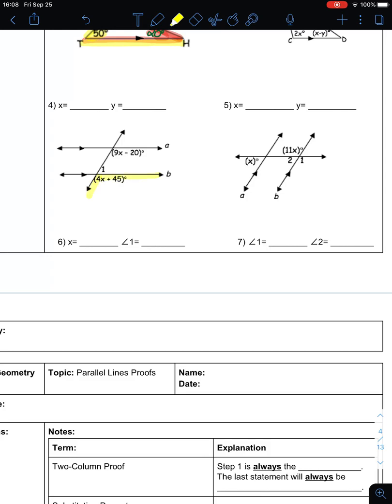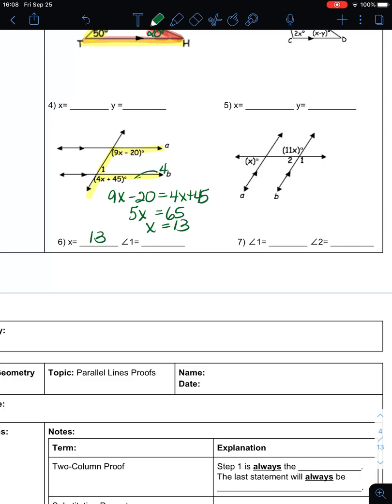So number 6 is an algebra setup. We look at the angles that we have. The information that I have is that those are corresponding angles, and I know that corresponding angles are congruent. So I would set 9x minus 20, whatever that angle is, equal to 4x plus 45. I want to find the one x in the whole world that makes these two statements true at the same time, makes them equal. So I would subtract 4x from both sides and get 5x, add 20 to both sides to get 65, and I'd find out that x is 13.